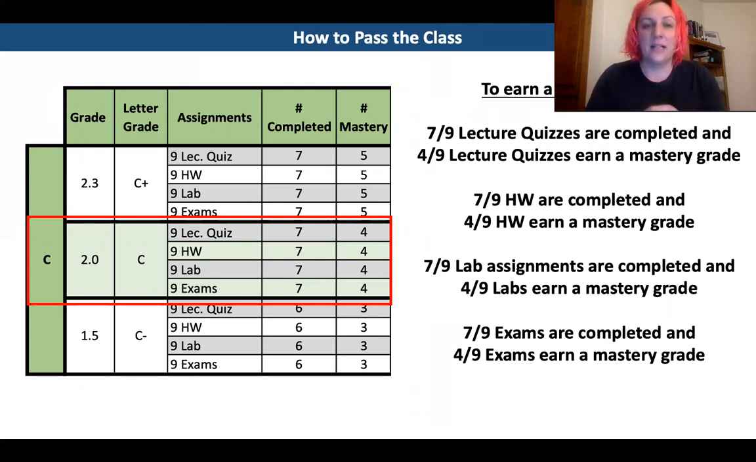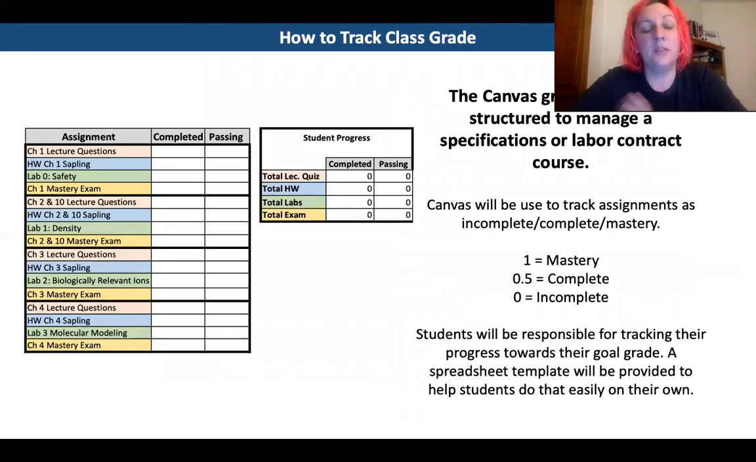This means to pass this class, you can't just do all of the homework and a couple exams. You won't be able to pass. You have to be able to do at least the complete amount of work for 7 of our chapters. So Canvas isn't going to be great at tracking this for grades, unfortunately.